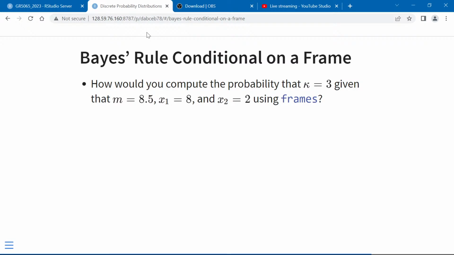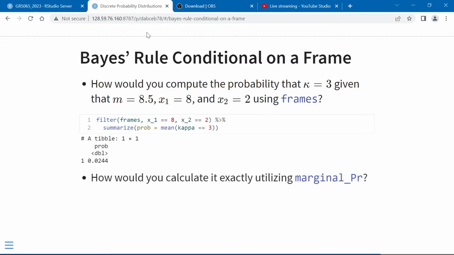Just use the additional condition. Still use filter, but use additional condition that x2 equals 2. Yes. The m equal 8.5 is already baked into the prior. That's a constant. So there's no need to filter based on that. But filter on x1 being 8 and x2 being 2 simultaneously. Now we get the frames that we're talking about, but there's going to be a bunch of those. And then among those subset, we can calculate the proportion where kappa is 3. It comes out to be 0.0244.